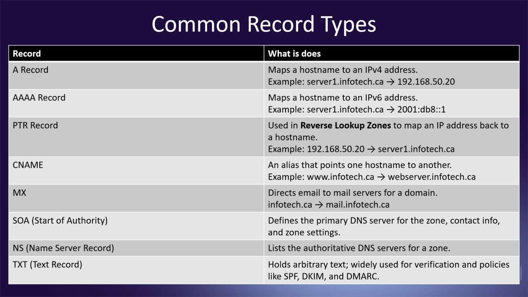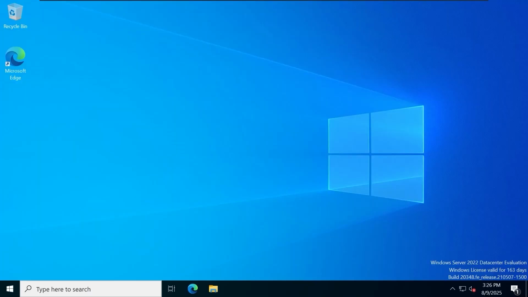We have an MX record that directs emails to a mail server for a domain. So for example, you could have infotech.ca being mapped to mail.infotech.ca. You have the start of authority record, or SOA record, and this defines the primary DNS server for the zone, the contact information, and the zone settings. And next we have the name server record, and this will list the authoritative DNS server for the zone. And then we have the TXT record, which is used for verification of policies like SPF records, DKIM records, and DMARC records.